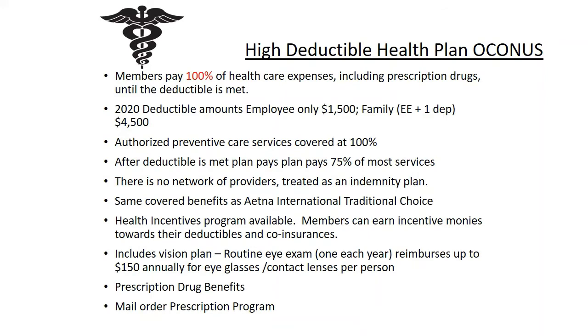The new high deductible health plan is a $1,500 deductible for an employee and $4,500 deductible for family, which means it's an employee and at least 1 dependent. Members of this plan must pay 100% of healthcare expenses, including prescription drug costs, until the deductible is met. After the deductible is met, most items will be covered at 75%. This includes the health incentive program, a vision plan, and the mail order prescription drug program.